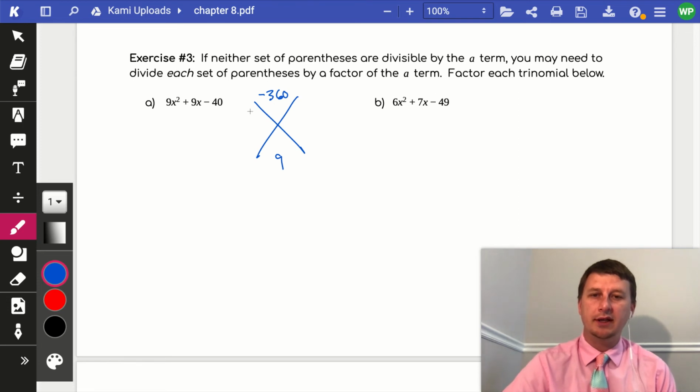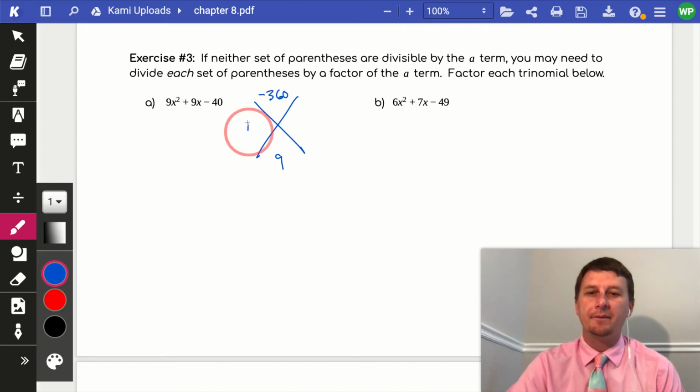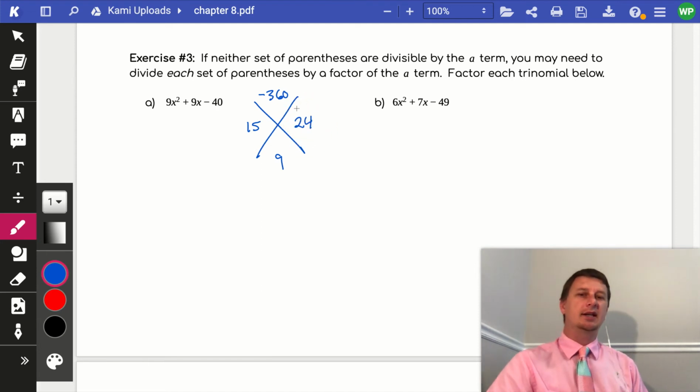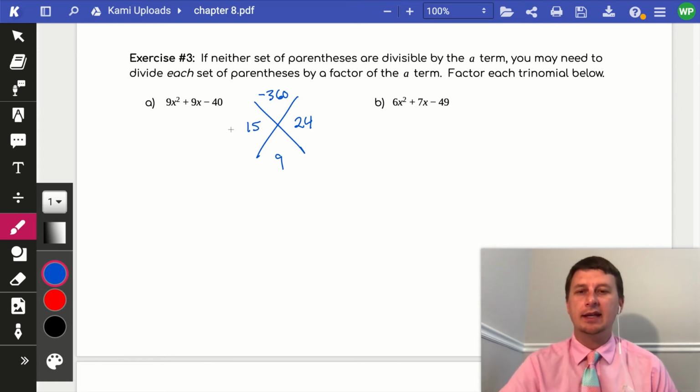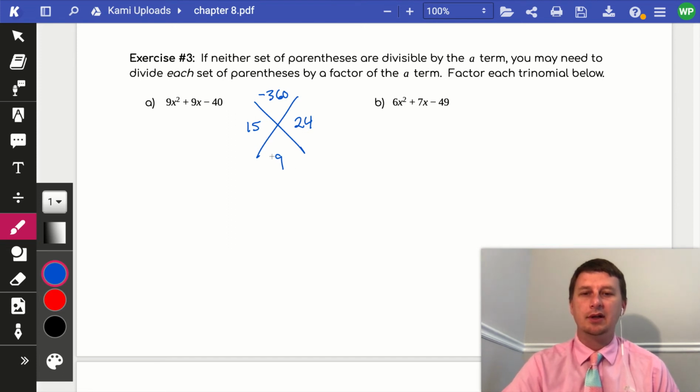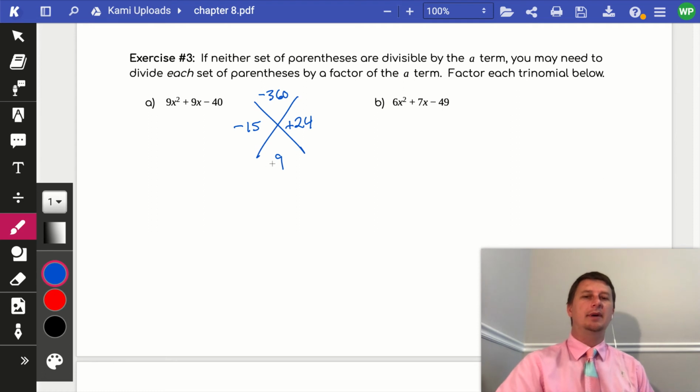You might want to pause the video until you get the two factors. Okay, now that you've unpaused the video, we're going to go with 15 times 24. That might have taken some guessing and checking of what 360 is divisible by. Now we need to add these two numbers to a positive 9, which means our 24 has to be positive and our 15 negative, to make 24 minus 15 equal positive 9.